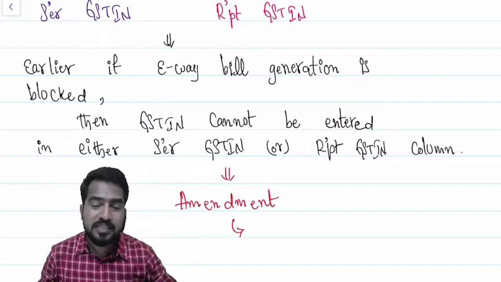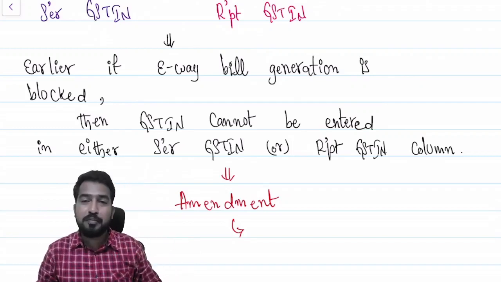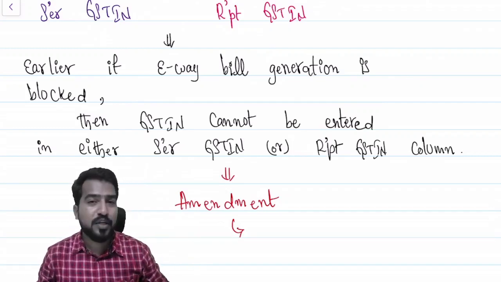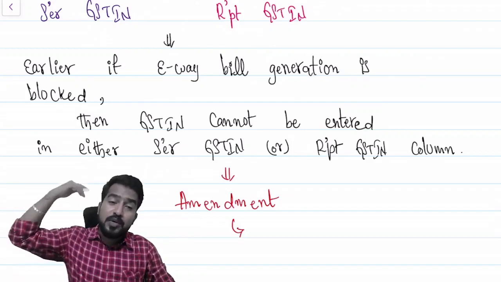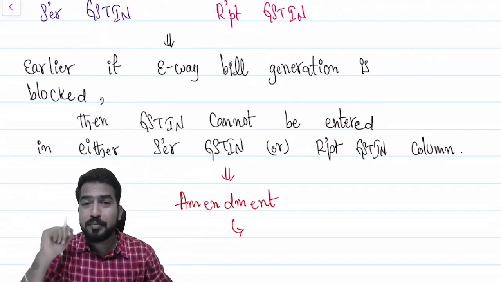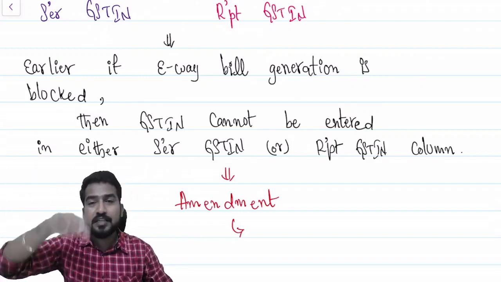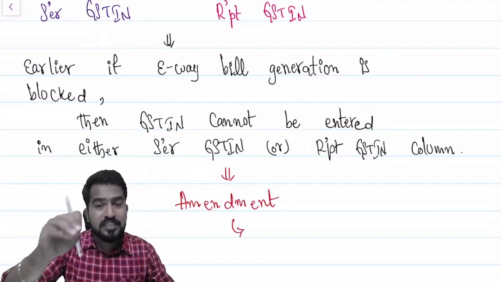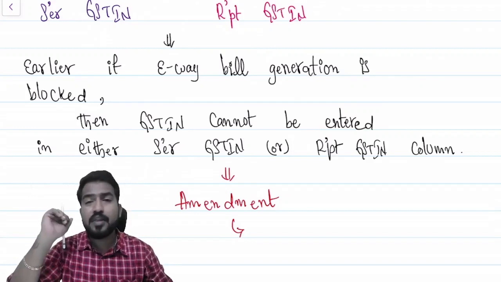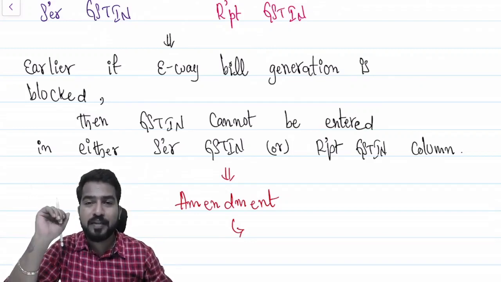So if your e-way bill generation is blocked, only you will be punished. That means on your sales, you cannot generate an e-way bill. But your suppliers should not be punished, correct? So if they are selling something to you, they can generate an e-way bill by giving your GSTIN in the recipient's column. Clear, my dear friends?